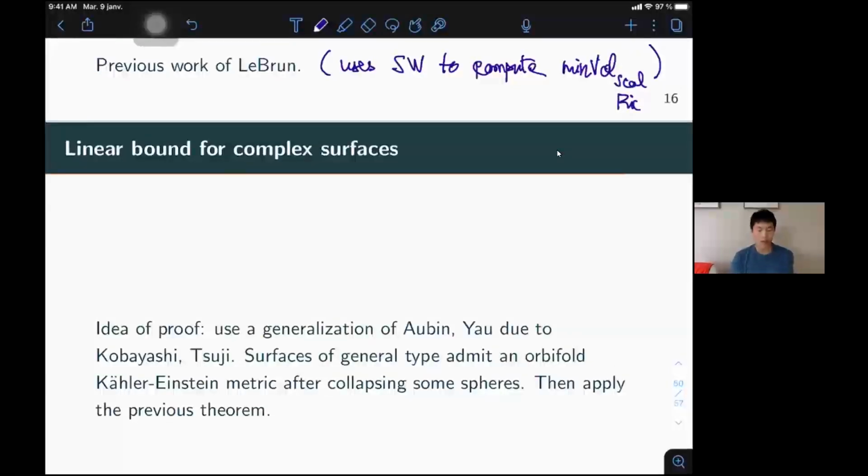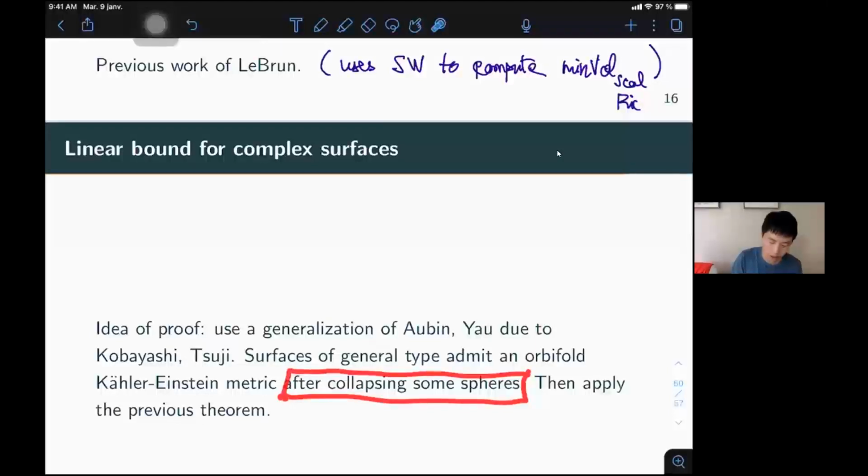What you can say is that the main idea of the proof then is to use the following generalization of the theorem of Aubin and Yau, which is due to Kobayashi and Tsuji. Remember, Aubin and Yau tells you that if you have a complex surface with, say, negative first Chern class, then you get automatically a smooth Einstein metric. What is true in general, say for surfaces of general type, so that is a lot more surfaces, is that you take any surface of general type, then after maybe collapsing some spheres, you get a Kähler-Einstein metric.